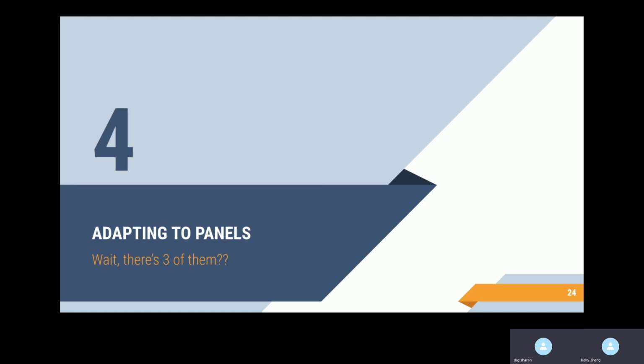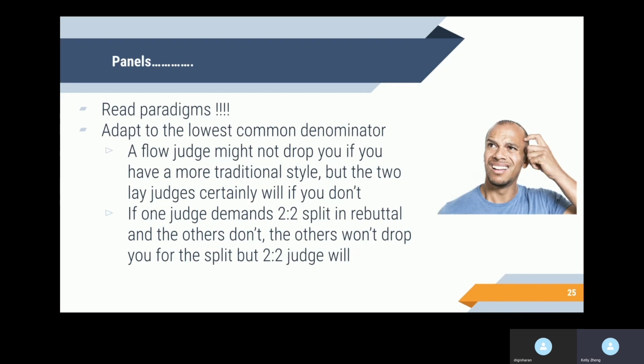Okay. So now we're going to talk about adapting to panels and what you should do when there are multiple judges of different backgrounds. So the first one is reading paradigms, which we will get to in a little bit, but that's going to be really important. I have seen many rounds when I'm on a panel where there will be a judge who has a very particular judging philosophy, and the team does not adapt to it, and they automatically lose that judge. So the general theme is that you should be adapting to the lowest common denominator.